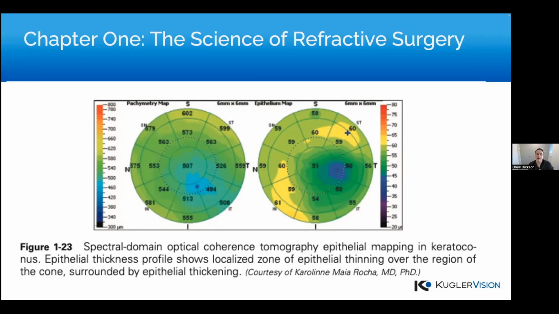So before having epithelial mapping, seeing an image like that where you would see a lot of inferior steepening on a Pentacam would most of the time rule out someone as a refractive surgery candidate. Now it can actually help to rule in or rule out patients. So it's a very useful piece of technology.